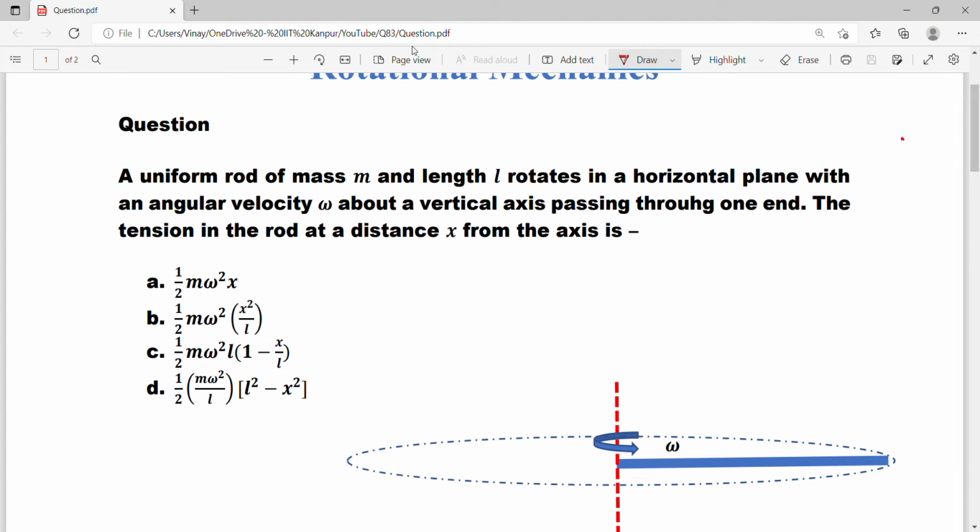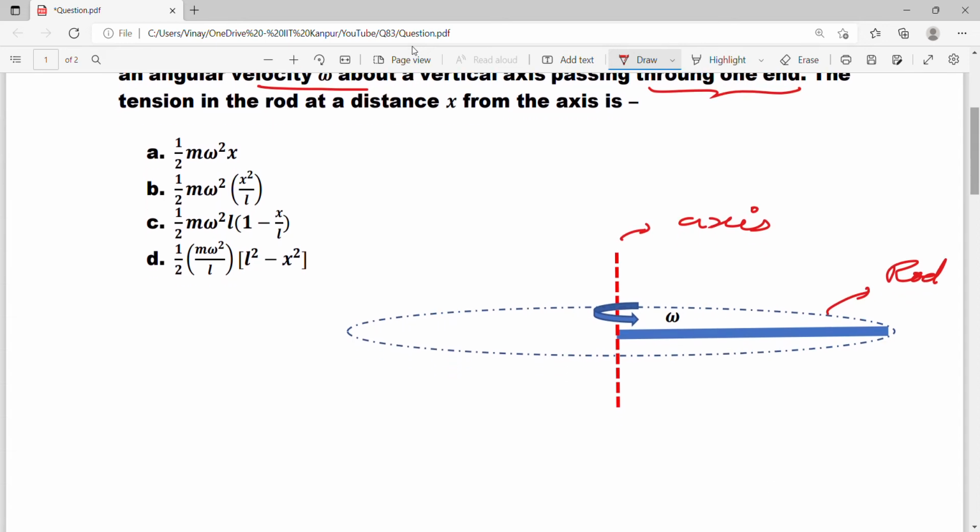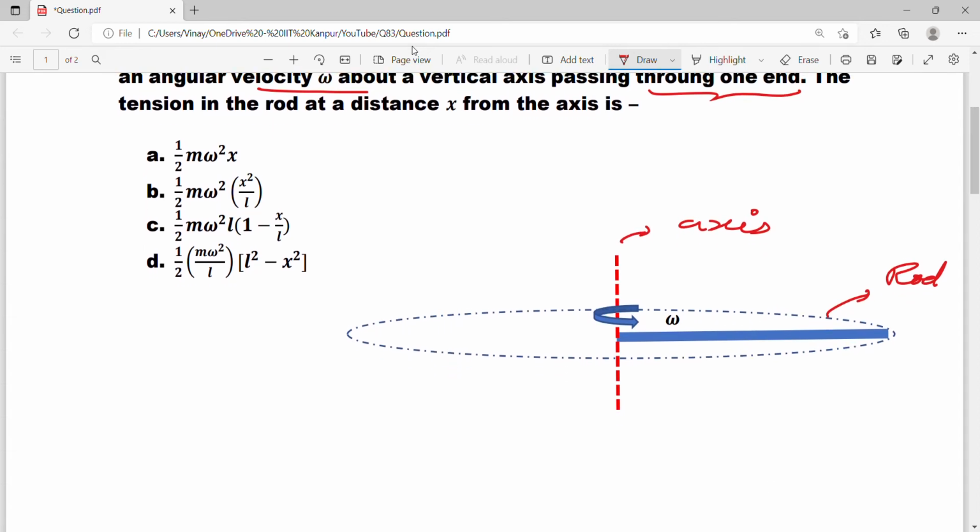A uniform rod of mass m and length l rotates in a horizontal plane with an angular velocity omega about a vertical axis passing through one end. As you can see in the figure, this is the vertical axis about which this rod is doing horizontal circular motion with angular velocity omega. So what you have to do is find the tension in the rod at a distance x from the axis.